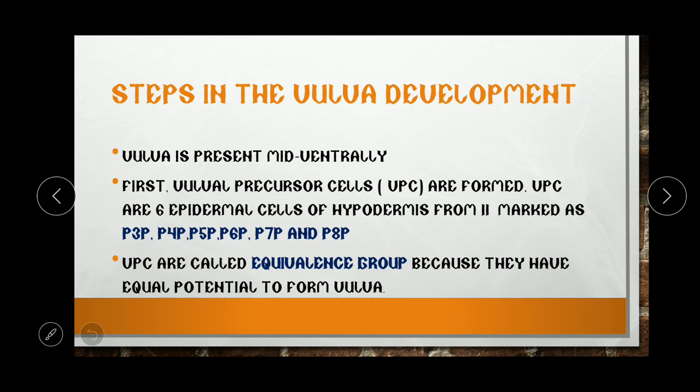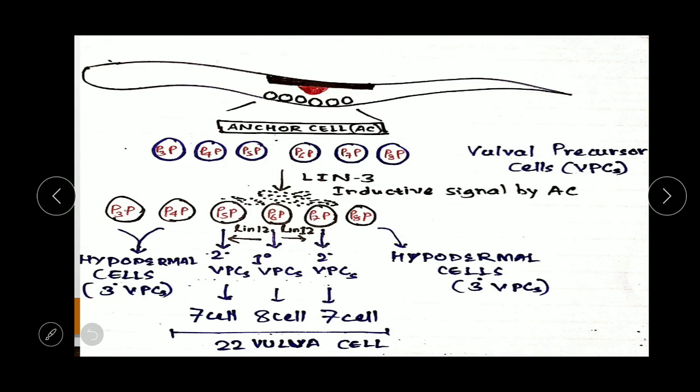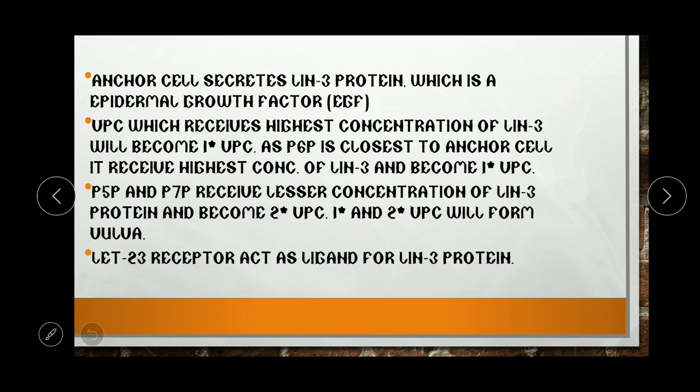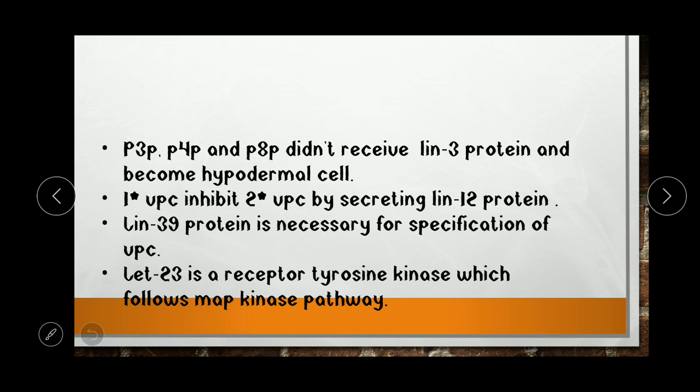Here in the diagram you can see the lin-12. This lin-12 is secreted by the primary VPC and it will cause the inhibition of the secondary VPC from becoming the primary VPC. So the primary VPC inhibits the secondary VPC, that is P5.p and P7.p, from becoming the 1 degree VPC. That's why they can't become the 1 degree VPC and they remain as the 2 degree VPC. And lin-39 protein is essential for the specification of VPC, that is which VPC will be what will be specified on the basis of lin-39 protein.